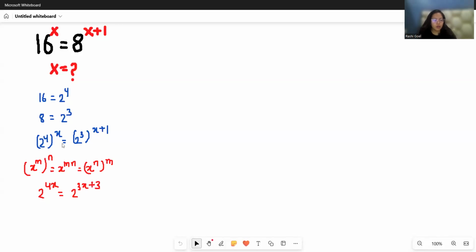Now if the bases are equal, their powers are also equal. So this becomes 4x = 3x + 3. Take the 3x to the other side. So it becomes x = 3.